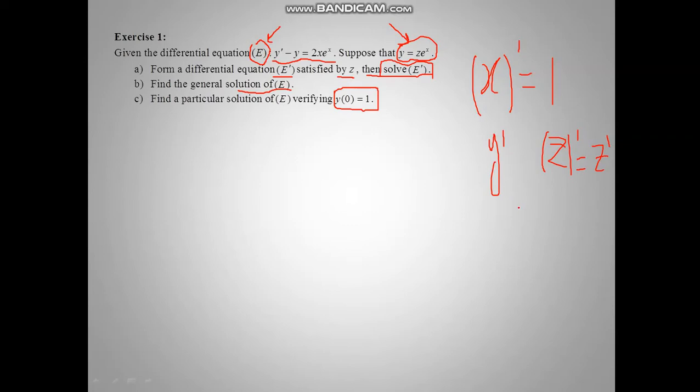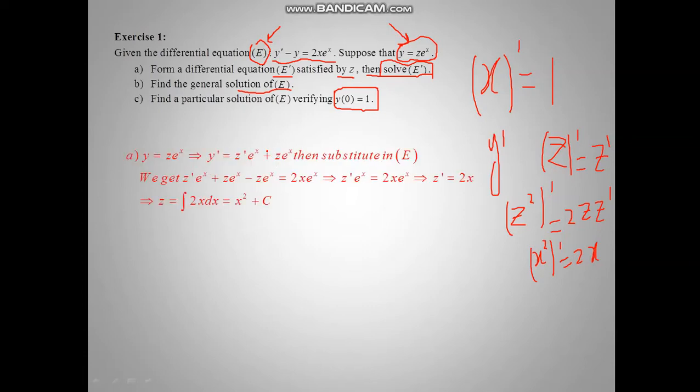For example, if I have z squared, it is in the form u squared, and the derivative of u squared is 2u u prime. So the derivative of z squared is 2z times z prime. The derivative of x squared, where x is the variable, is simply 2x. So now let us start our work.